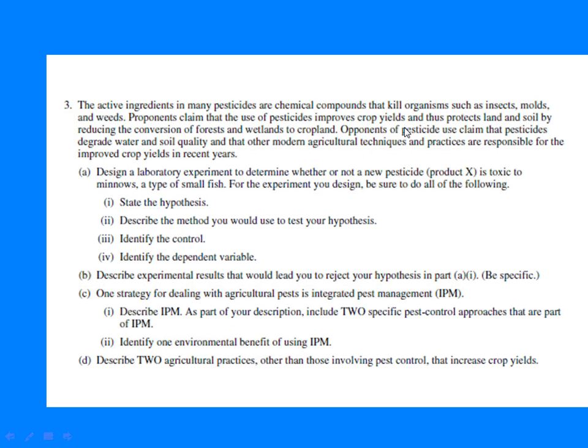For number 3 here, you can see it gives you another little piece of background information, talks about pesticides, and then it asks you in letter A to design a lab. So that's something that they could ask you to do. Hypothesis, always in an if-then statement. Describe methods, identify a control group, and identify the dependent variable. So they would want you to set up a laboratory experiment, and again, always writing complete sentences. You never need an introductory sentence, but you need to answer every part of this in a complete sentence. And you can see letter B, C, and D. We need to pay attention to these, and like I said, just answer this as completely as possible.